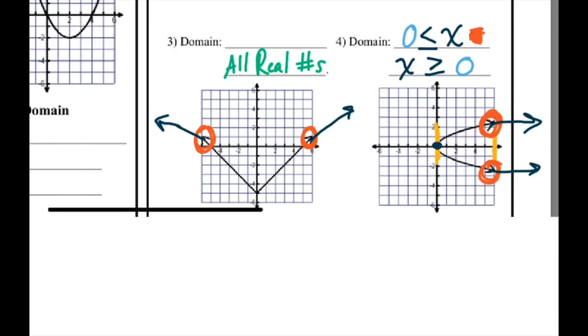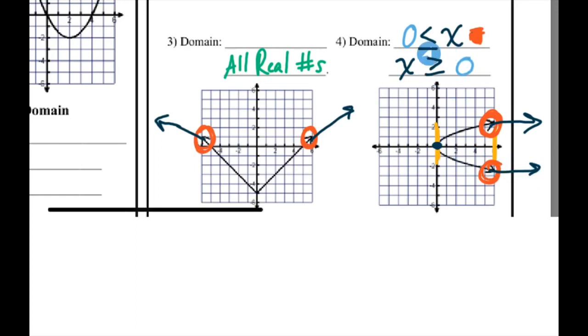So what we learned is that with domain, we're looking at x. If the left is an arrow and the right is an arrow, then this graph will go on forever to the left and forever to the right. So we call that all real numbers. But if we have an endpoint on one of the sides, then we write where the endpoint is. If we have arrows on the other side, we just leave it blank because it never ends. It goes on forever and ever and ever on the right side.